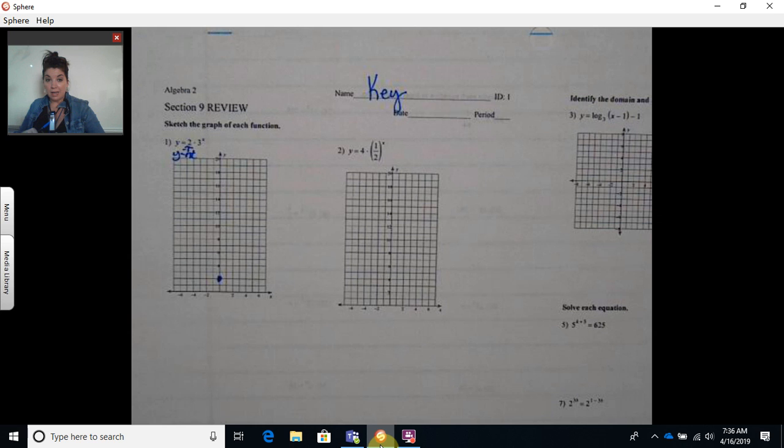Might need to get my old lady glasses out for this. It's tiny. Oh, I can see so much better.